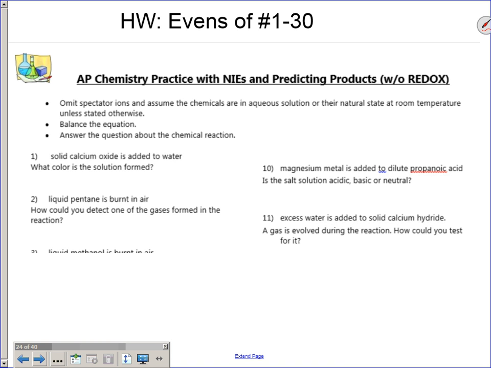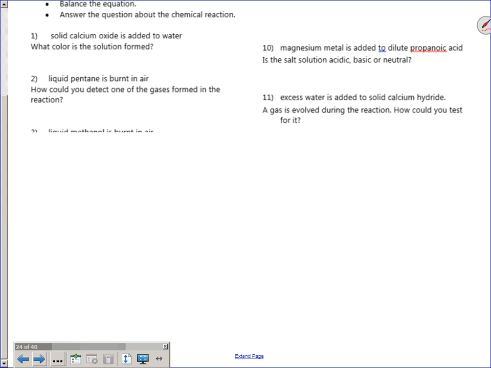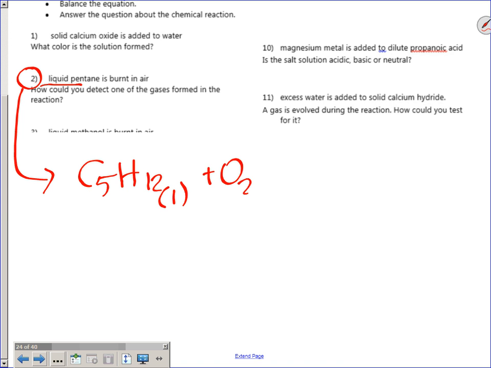Let's do the first one. Number 2, we're doing the evens. Write this down in your agenda if you need to. Ready when you are. What's liquid pentane? C5H12. And I'm going to put L next to that because I'm not going to think to put liquid unless I say it, you say it up front. Burnt in air, what does that mean? So adding O2. So then you have to stop.